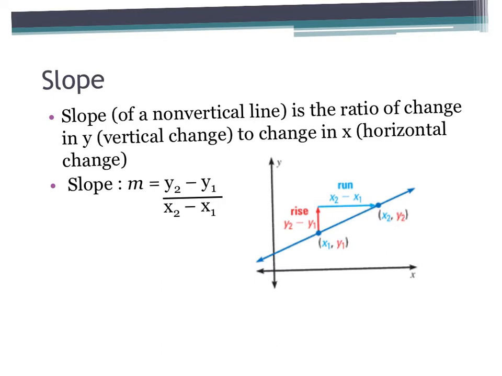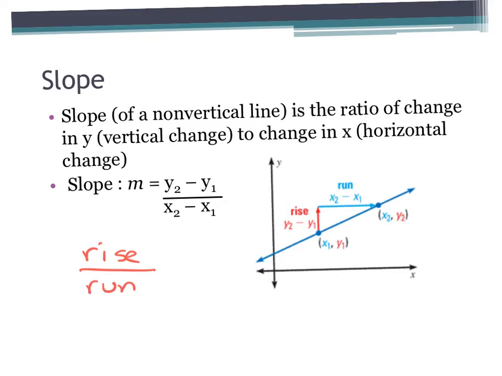So the slope of a non-vertical line is the ratio of the change in y, which is the vertical change, to the change in x, the horizontal change. So the slope is always indicated by the letter m, and it's going to be y2 minus y1 over x2 minus x1. So it's always rise over run. You might have heard that. So the rise over the run.